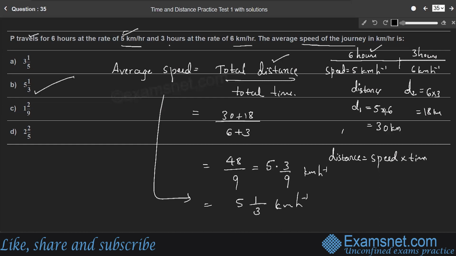Hence, option B is the right answer. So, to find average speed, we need total distance, right? And we have two different situations here. In the first 6 hours, what is the distance traveled by P? We need to find that first. And in the next 3 hours, what is the distance traveled by P? Then we'll take total distance and total time, 6 plus 3 hours. You'll get the answer. Hence, option B is the right answer.